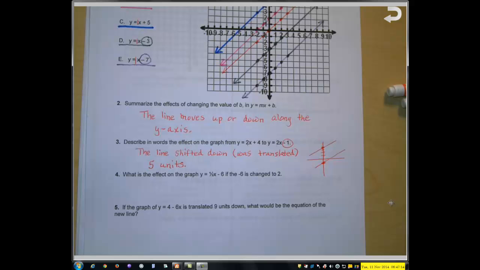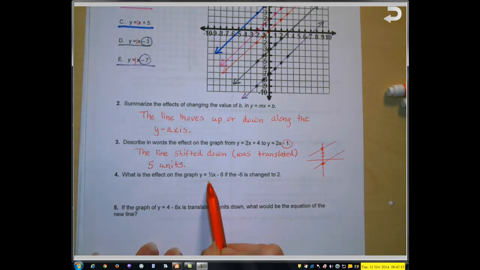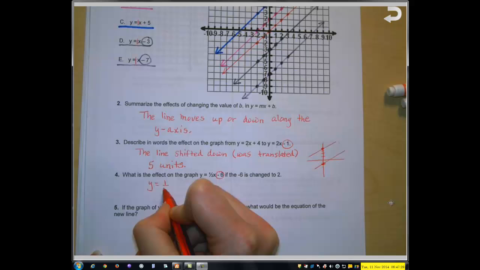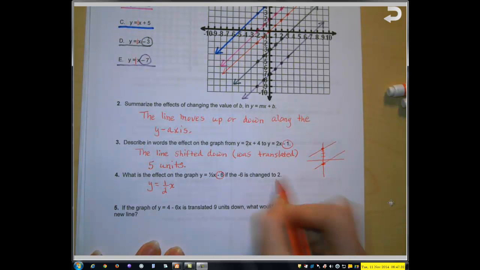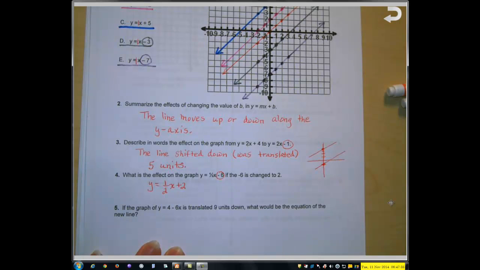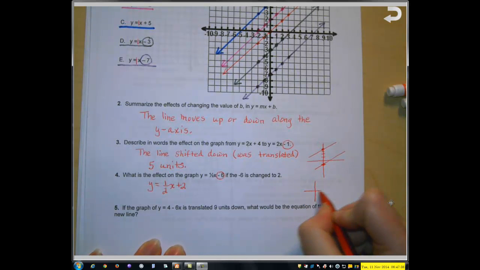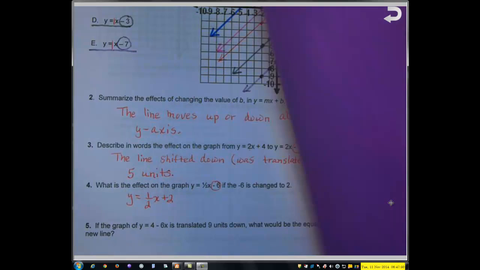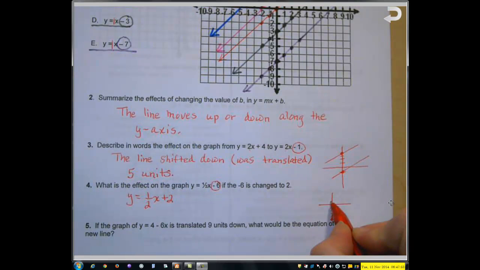Okay, so what is the effect on the graph of y equals 1/2 x minus 6 if the negative 6 is changed to 2? So we're going to take this equation and keep the slope the same but change the y-intercept to positive 2. So let's draw ourselves a little graph. The original y-intercept was all the way down here at negative 6, and the new y-intercept is going to be up here at positive 2.